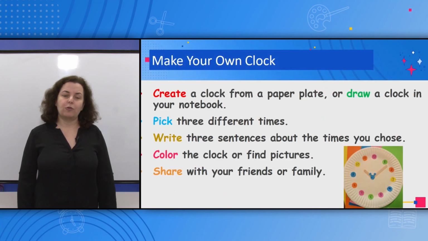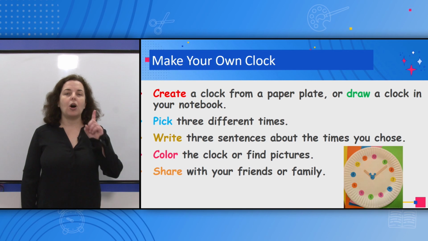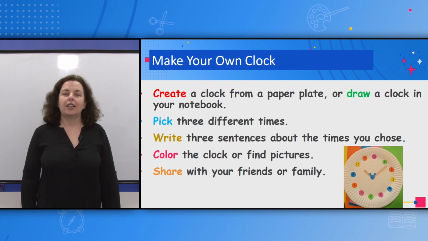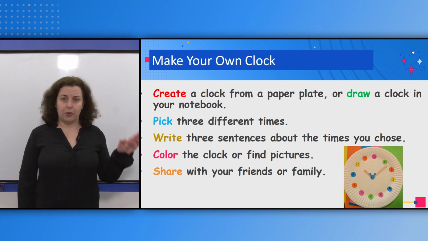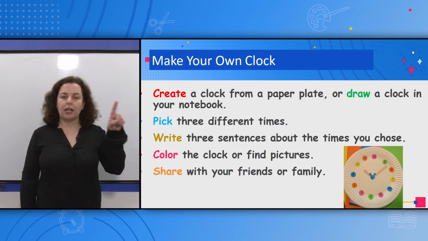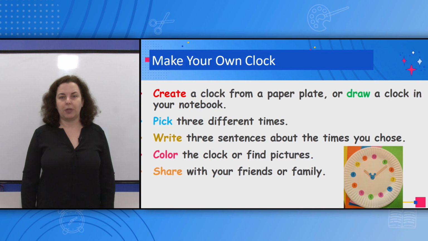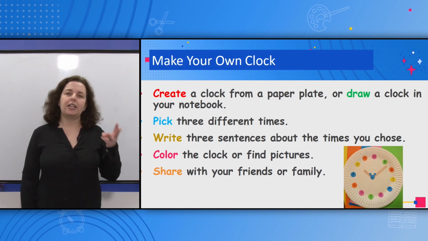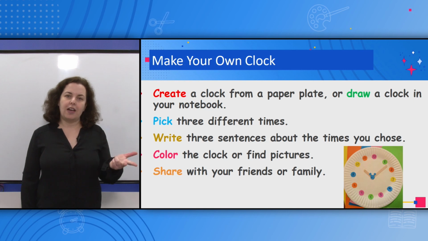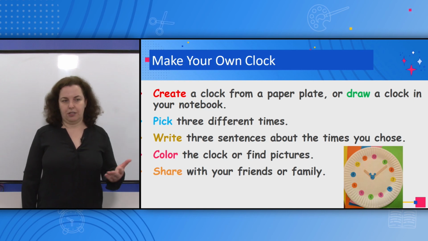Now I would like you, for the next few minutes, to make your own clock. Can you try? It's a fun activity. It's arts and crafts. Create a clock from a paper plate. Go get a paper plate. Create a clock. Draw a clock in your notebook or on a paper plate. Pick 3 different times. So for example, you can pick 1, 5, and maybe 10, okay?